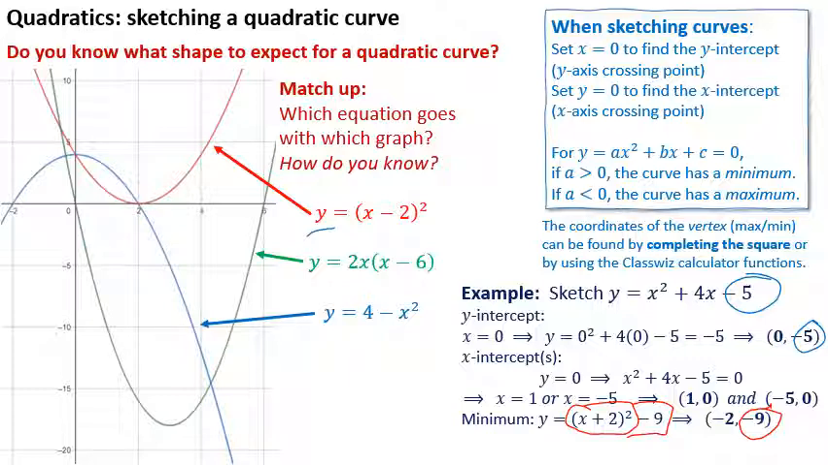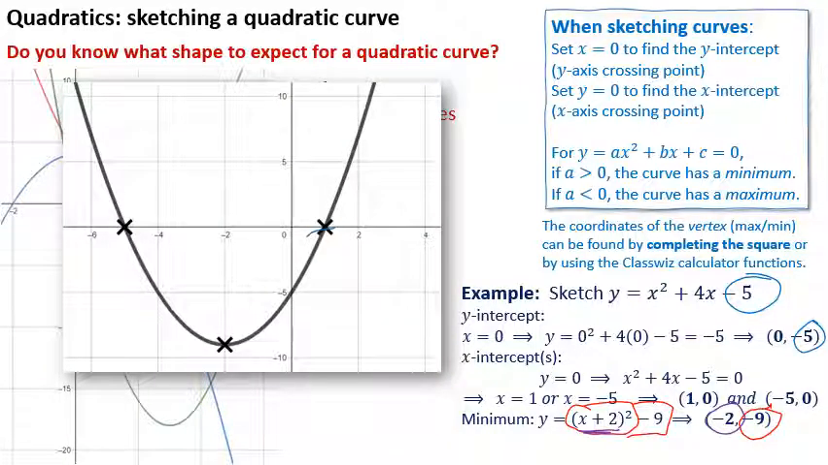The other part of this is, when does that happen? Well, the lowest number we know happens when the squared bit is 0. How do we make the squared bit 0? Well, we need x add 2 to be 0, so that when we square it, we get 0. And the way we make x add 2 equal to 0 is by setting x to be negative 2. So a little bit like factorizing that last bit, we're saying what makes the bracket 0? Whatever makes the bracket 0, that's the x-coordinate of the minimum point. And whatever we get as the value of y when the bracket is 0, that's the y-coordinate of the minimum point. And our graph should look something like this.